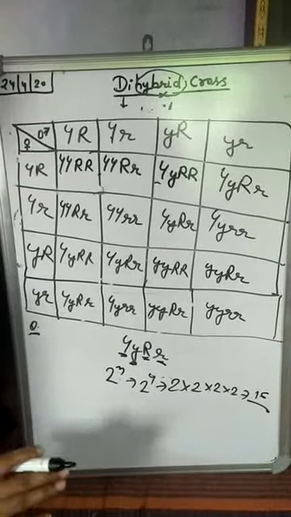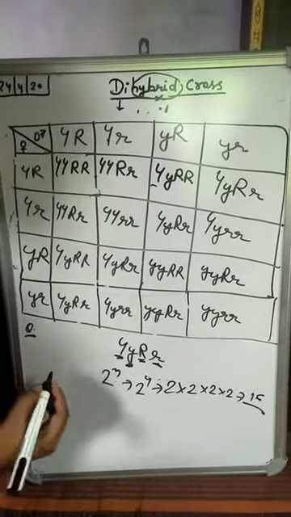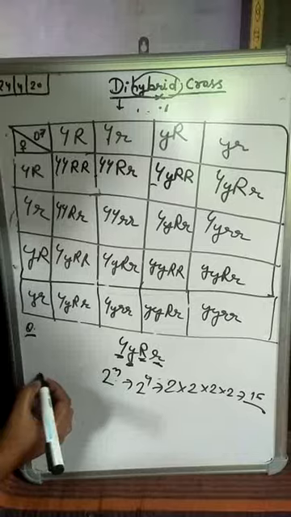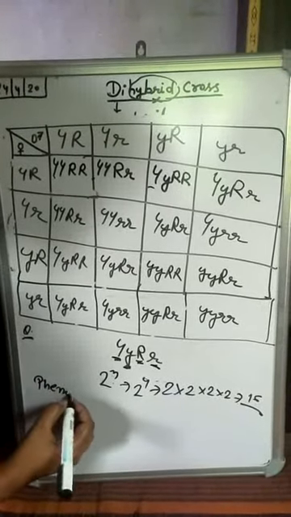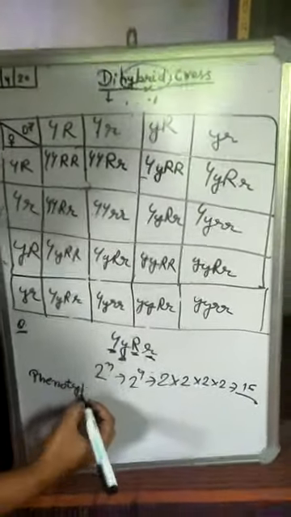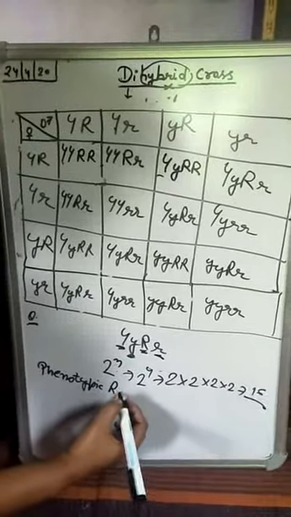Clear? Number 2. Now, first of all, we will calculate the phenotypic ratio for the F2 generation.